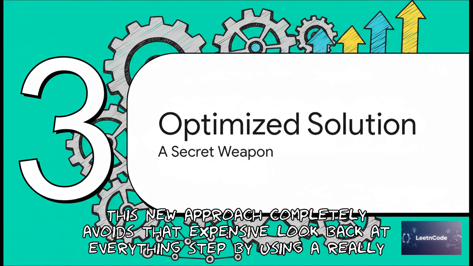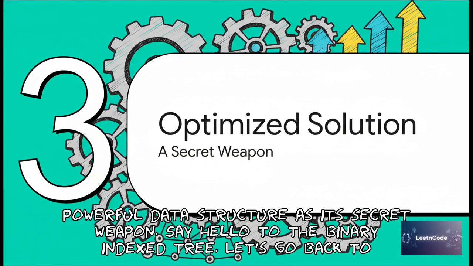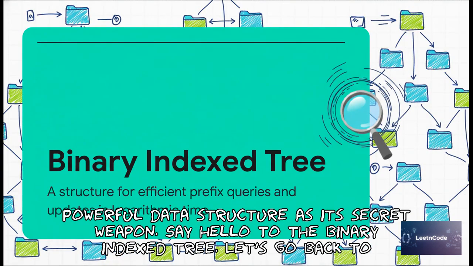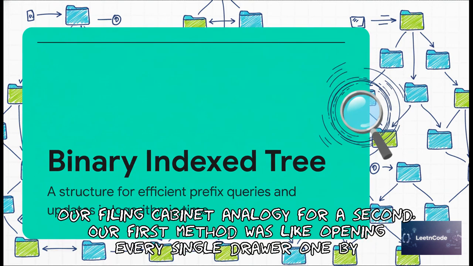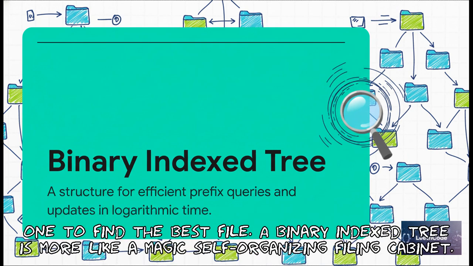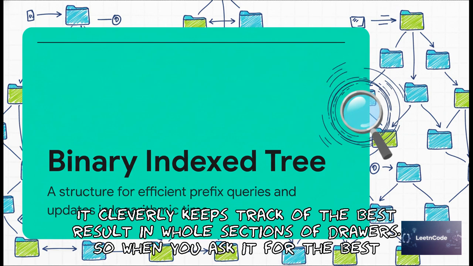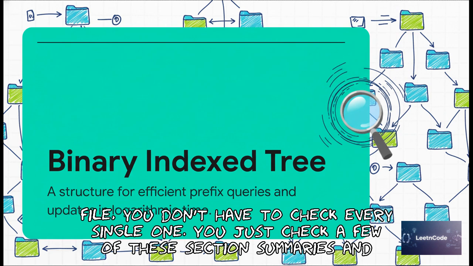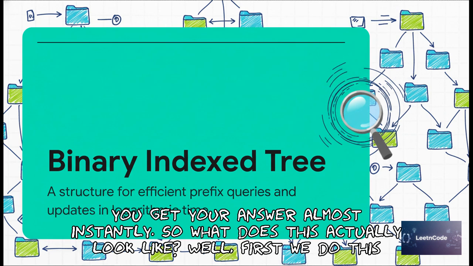This new approach completely avoids that expensive look back at everything step by using a really powerful data structure as its secret weapon. Say hello to the binary indexed tree. Let's go back to our filing cabinet analogy for a second. Our first method was like opening every single drawer one by one to find the best file. A binary indexed tree is more like a magic, self-organizing filing cabinet. It cleverly keeps track of the best result in whole sections of drawers. So when you ask it for the best file, you don't have to check every single one. You just check a few of these section summaries and you get your answer almost instantly.